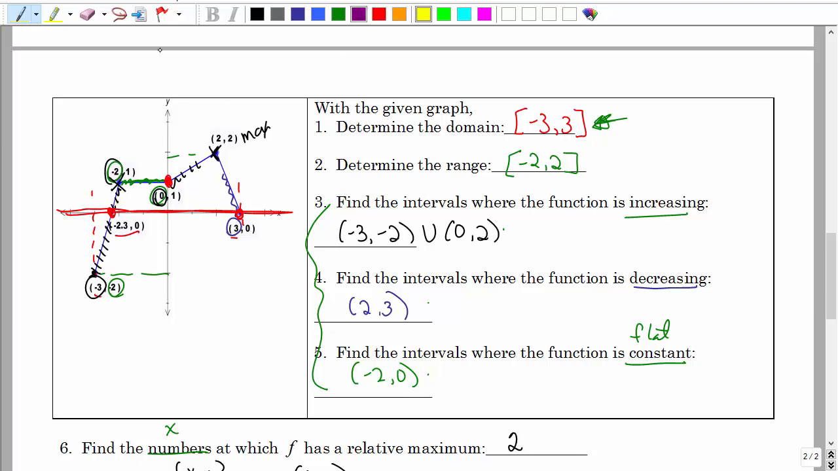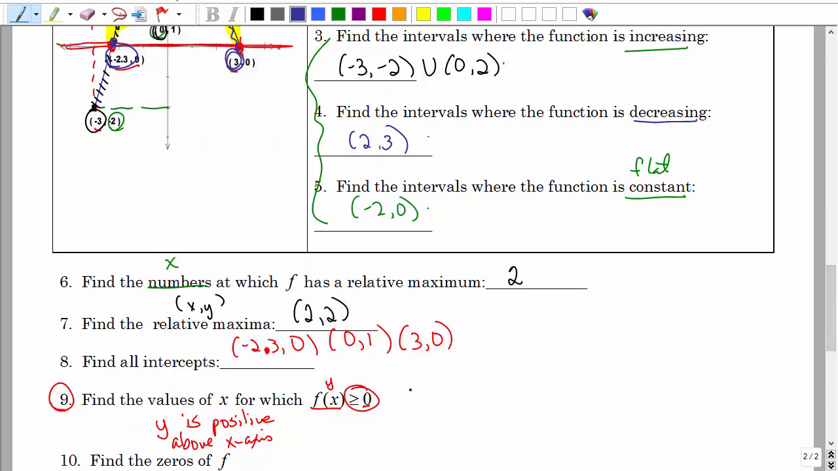Well, all of this part, right? And where does that go? What are the x values? From -2.3 to 3. And we're going to include them because at those points y equals 0. So from -2.3 all the way to 3, bracket again because of that equal sign.